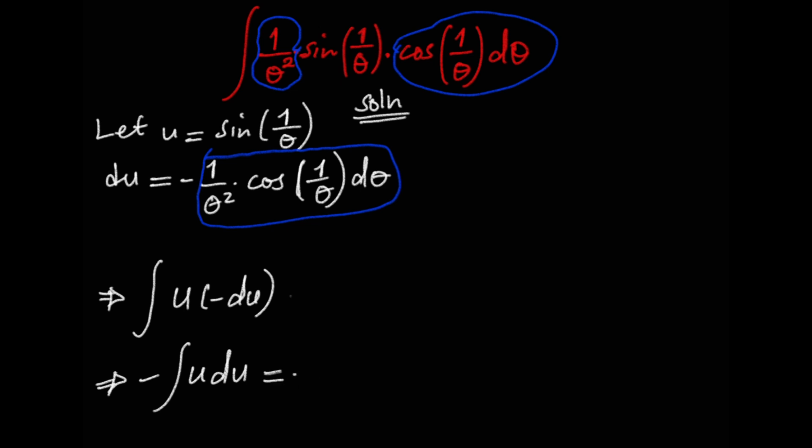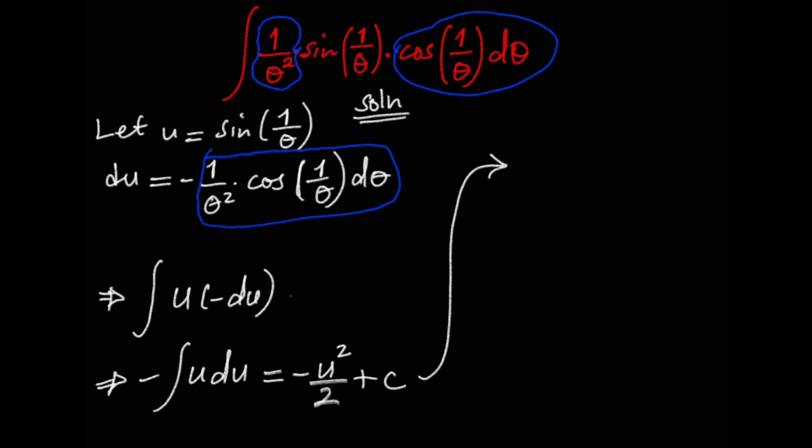This integral is just negative u squared over 2 plus c, which I think everyone can do as a calculus student. That is by just adding 1 to the power and dividing by 1 plus 1, which is 2. That gives us this result. But remember, in our main question there is no u, so let's replace u with sine 1 over theta.